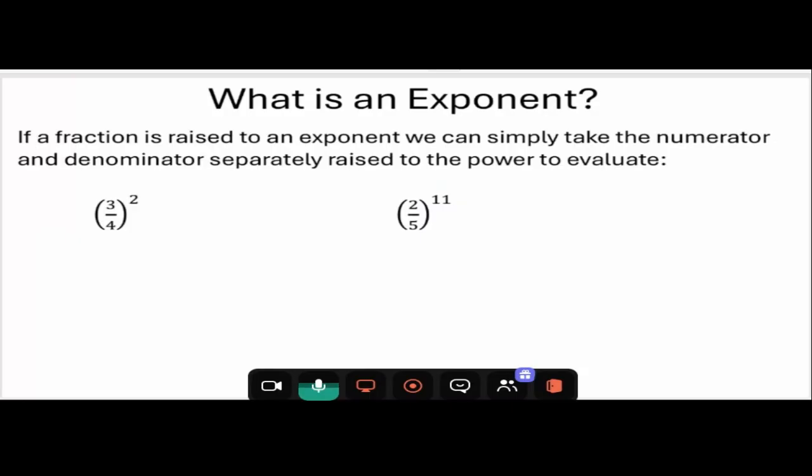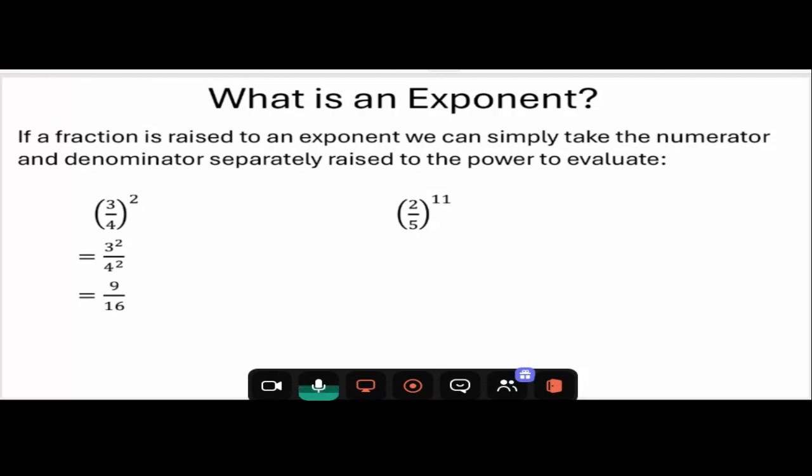When you have a fraction raised to a power, no big deal. We can simply raise the top and the bottom to the power separately. So 3/4 squared is actually 3 squared over 4 squared. And you can work each of those out. 3 squared is 3 times 3, which is 9. 4 squared is 4 times 4, which is 16.